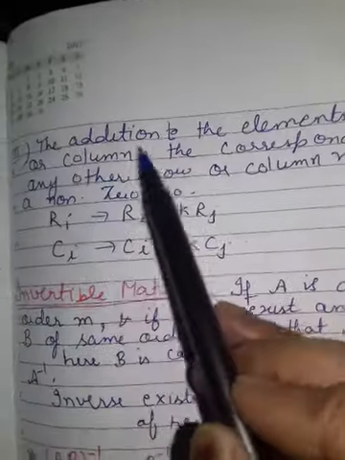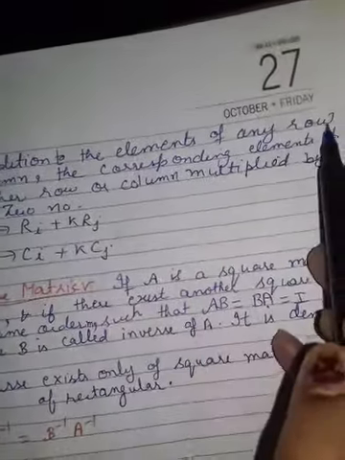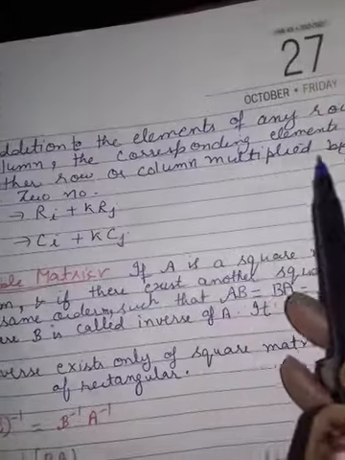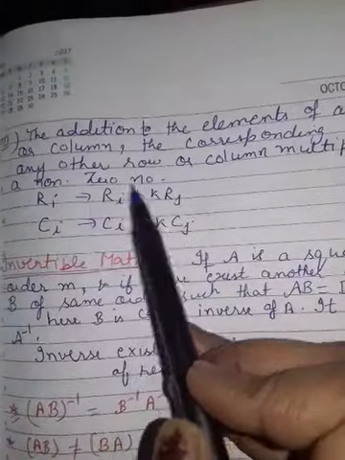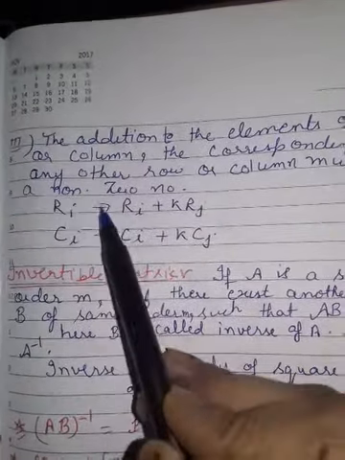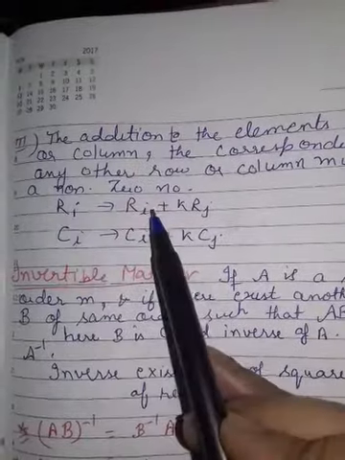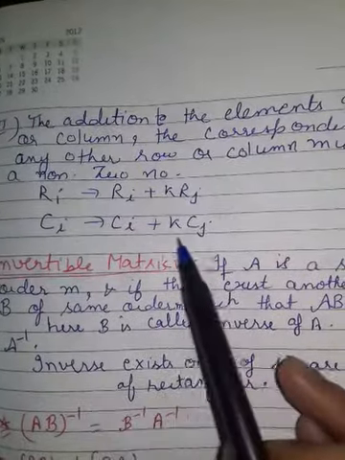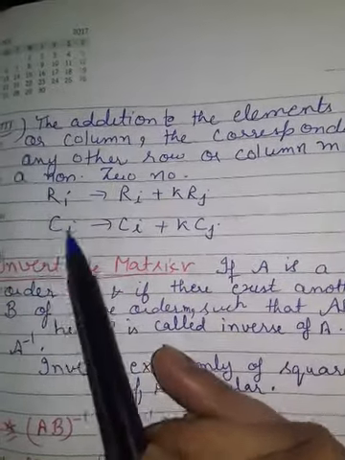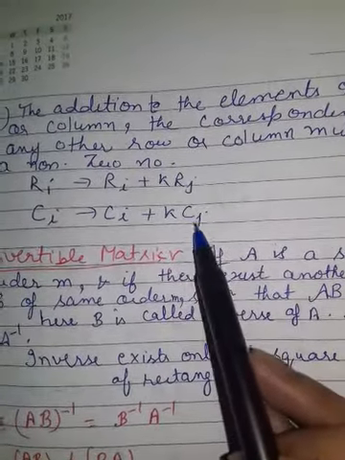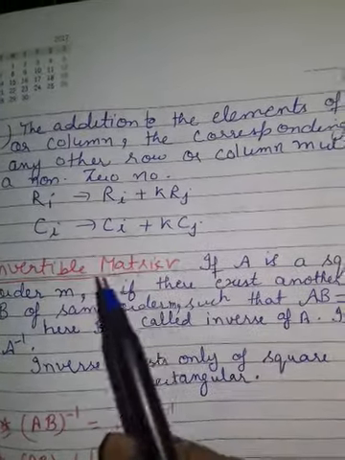Next one is addition to the elements of any row or column the corresponding elements of any other row or column multiplied by a non-zero number, like this. It means if you want to operate on any row, you keep the same row and add to it any other row multiplied by a number. Similarly with columns. Clear? But if you are multiplying with a number, you can do it with any row or column. Clear? These are the operations. Now we will discuss how it happens.